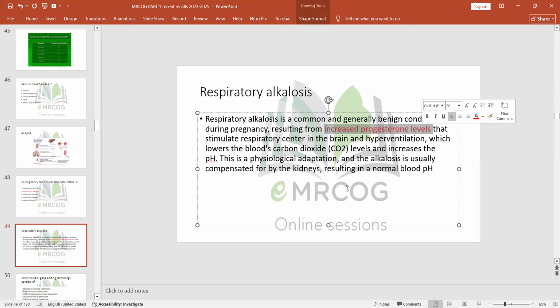Okay, which reminds me of something, but let's go through this first. So when the patient is having respiratory alkalosis, the respiratory center in the brain is going to be stimulated, and they are going to lower the blood carbon dioxide and increase the pH. Okay?